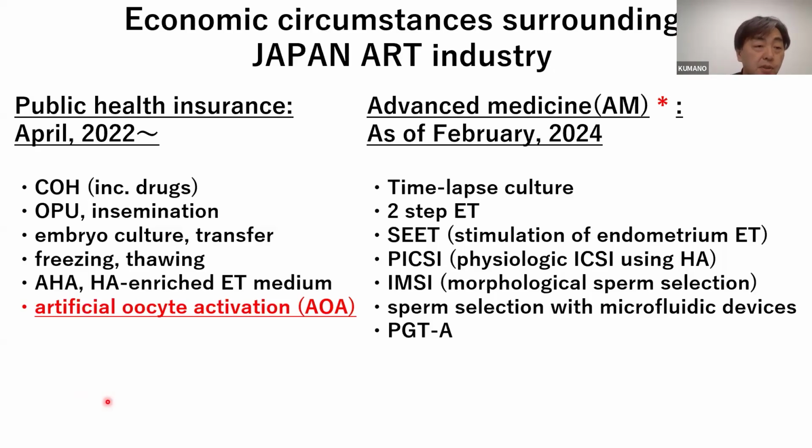Since 2022, public health insurance has been launched in the field of ART, and the basic steps of ART, namely controlled ovarian hyperstimulation, ovum pickup, insemination, embryo transfer, embryo culture, freezing and thawing, assisted hatching, and a number of optional treatments, namely hyaluronic acid enriched embryo transfer medium and artificial oocyte activation, are also included in health insurance treatment.